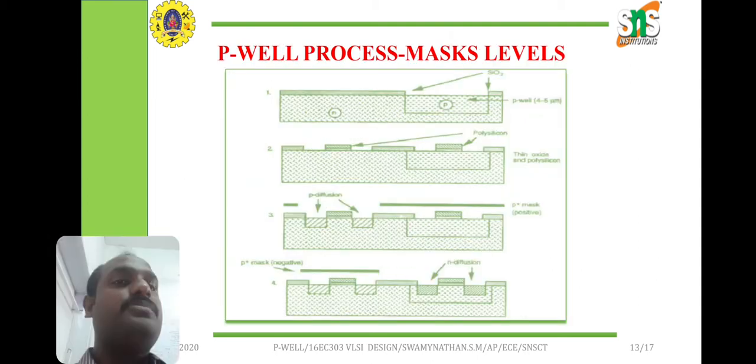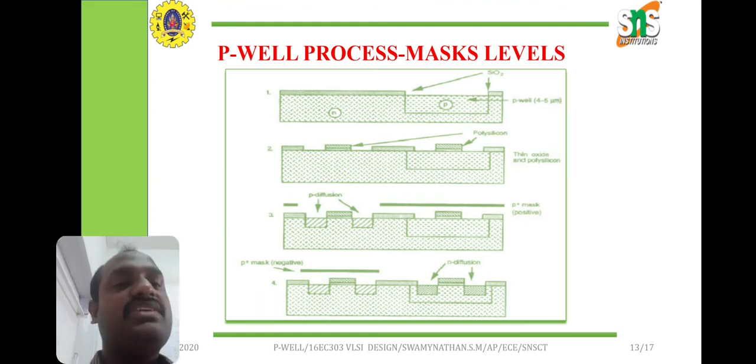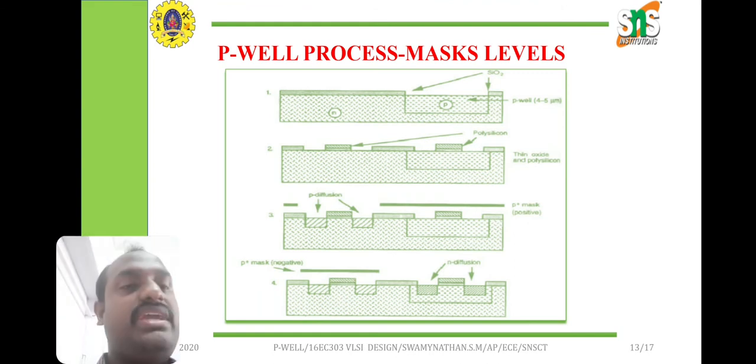Next we go for the pwell process. So first we make the different masking levels. The masking levels are defined into 8 levels. So the first one is in the first diagram. It is defined as the pwell. The pwell is 4 to 5 micrometers.